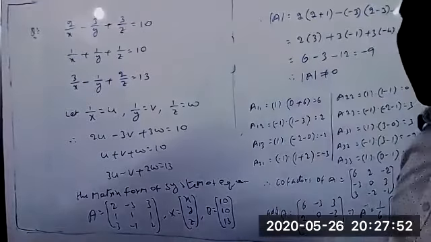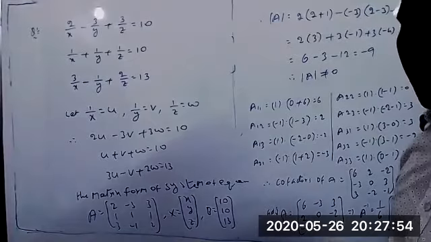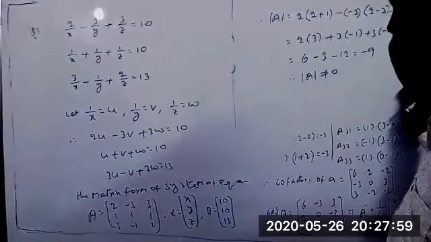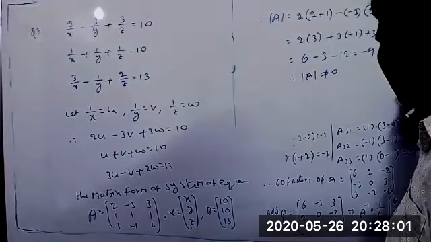So clearly the determinant of A is not equal to 0. So A is a non-singular matrix, so we can say that the inverse exists. Since the inverse exists, you can now find the cofactors.